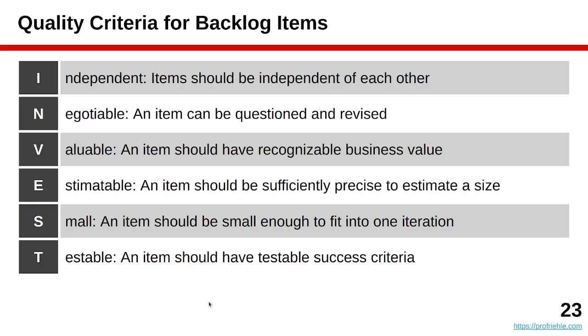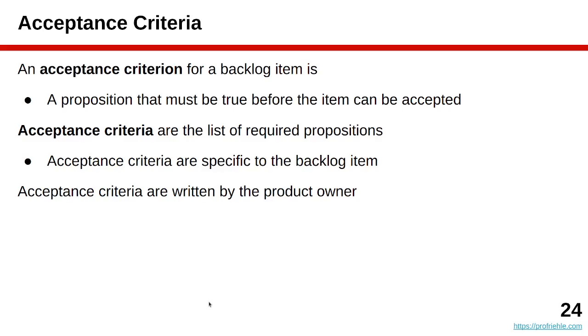It's estimatable: it can be understood to such an extent and is so precisely described that it's clear what the size, the complexity, of that feature would be. As that size is being discussed, it's at least small enough to fit into one iteration, so one sprint in Scrum. And of course, it should be sufficiently concrete to be testable. These things relate to each other. You can't estimate something that isn't also somehow testable, and obviously it should be valuable. That's already in the user story.